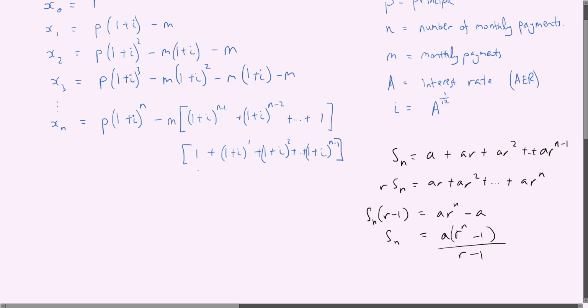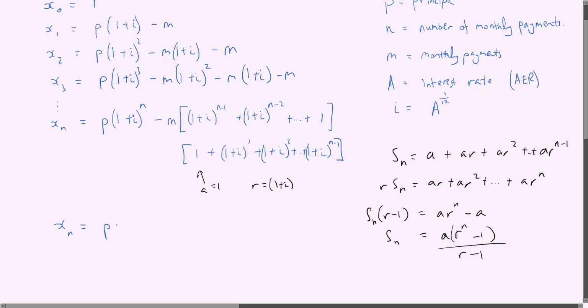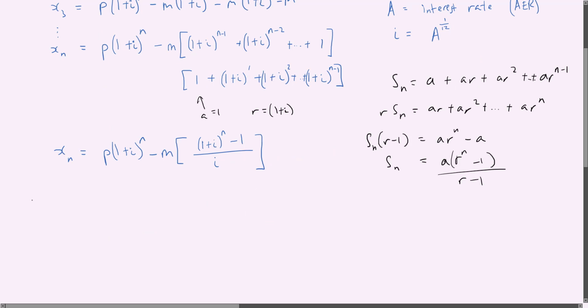So applying that to this situation, my A is equal to 1, and my R is equal to 1 plus I. Okay, so let's put that in. Xn is equal to P(1+I)^N, just rewriting everything apart from the square bracket. Within the square bracket, we're going to have this formula. There's a 1 here, it's being multiplied by everything, so I don't need the 1 there. But at the end of the loan, we know that Xn actually equals 0. So we'll go ahead and put that in. We're going to move this term across to the other side.